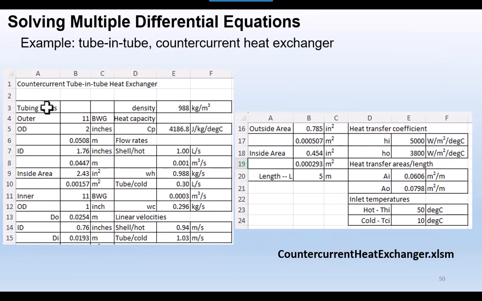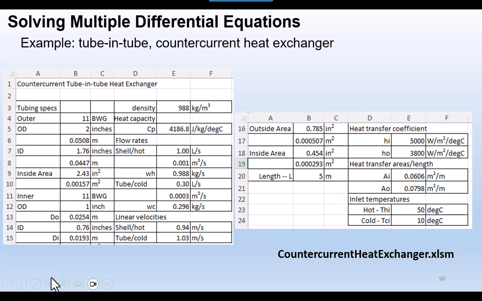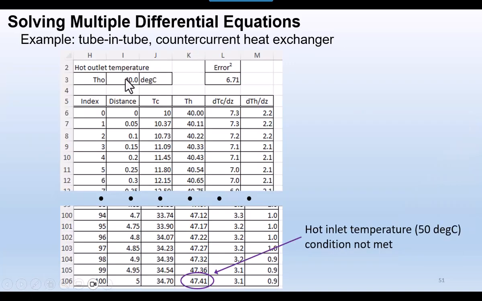So this indicates the workbook we're using and shows the rows on the left side of the worksheet with their specifications. And then this shows the starting point with an estimate of that 40 degrees, and it doesn't quite meet the 50-degree requirement down here, and we have an error.